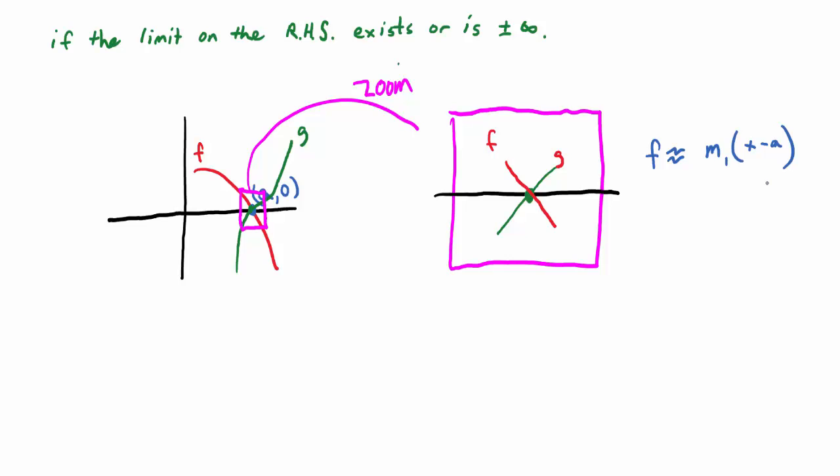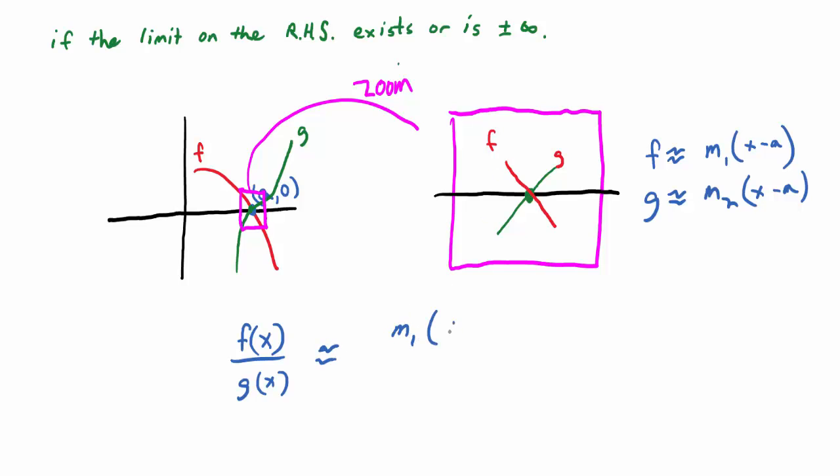You can prove that using the formula y minus y1 equals m times the quantity x minus x1, which is called the point slope form from algebra. And maybe g is going to be approximately equal to some slope m2 times x minus a. Okay? So then what would f of x divided by g of x look like? Well, approximately, and as you zoom in, it gets better and better, m1 times x minus a divided by m2 times x minus a.